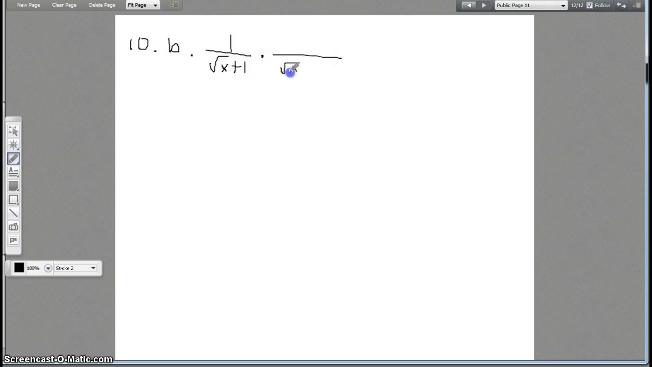We write the same two terms, and then instead of adding, we subtract. So I'm going to write the same thing in the numerator. Now we multiply across our numerators. 1 times root x minus 1 is root x minus 1. Our denominator, we square the first term. Root x squared is just x. We subtract the square of the second term. 1 squared is 1. So we have root x minus 1 over x minus 1.